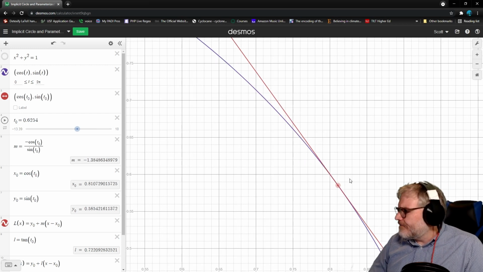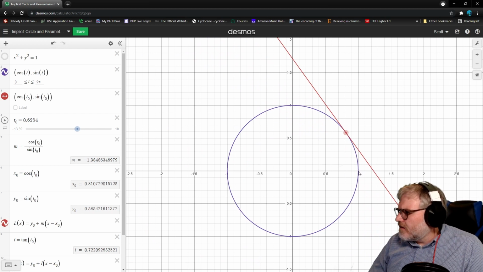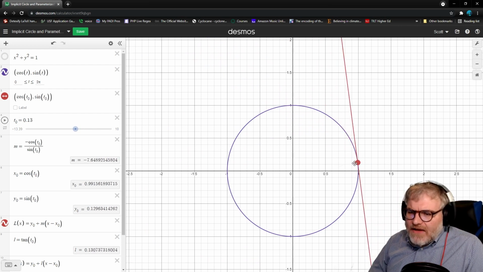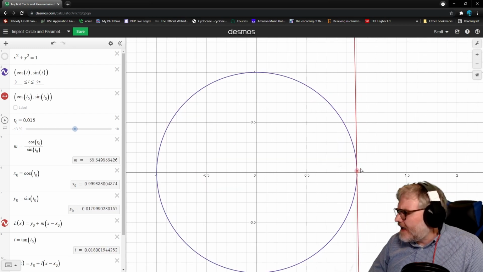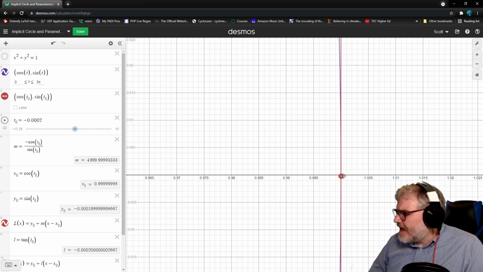As a matter of fact, there are only two points here where I can't do that, right? And that's when this y value here equals 0. When y equals 0, no matter how much I zoom in, I can't get rid of it.